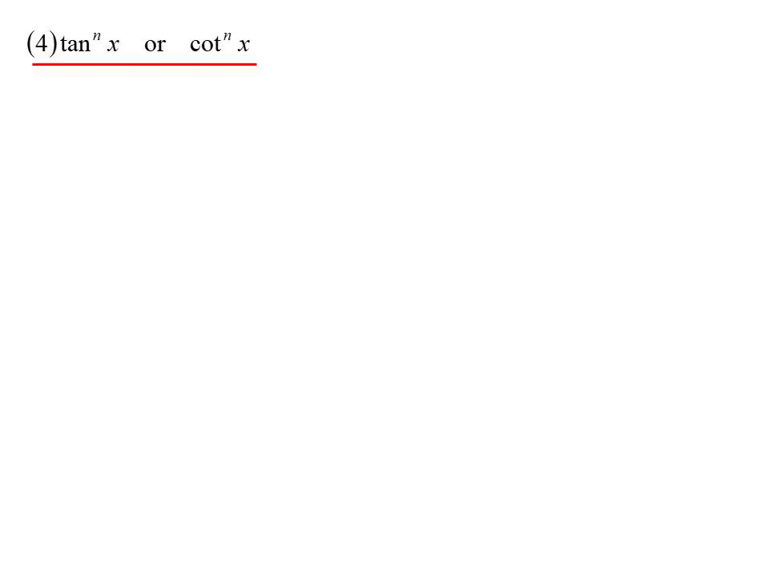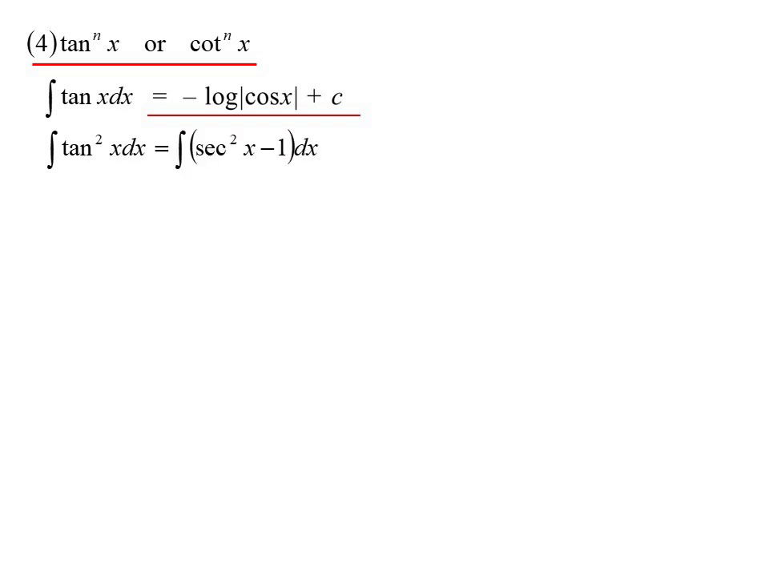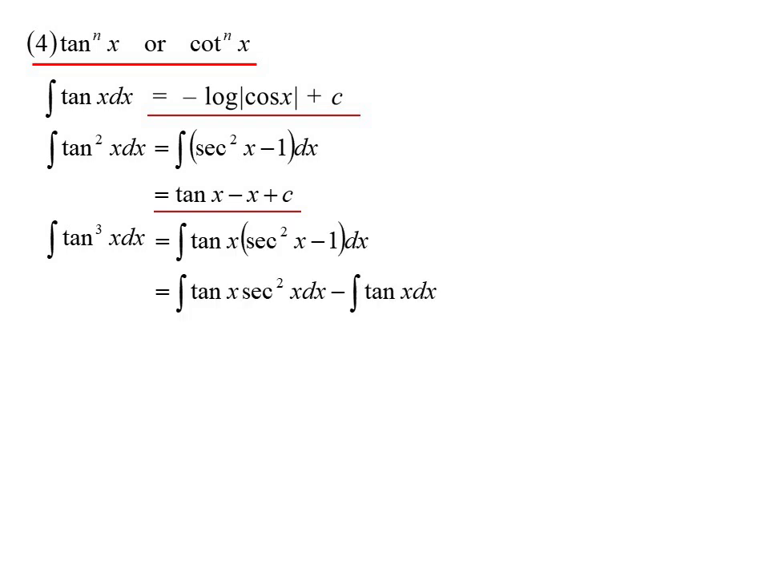Let's look at tan then. I'll do tan, again, cotan being the complementary ratio, the same technique. Tan's a little bit nicer. Tan, well, minus the log of cos. We get the tan squared, I can change that to sec squared minus 1, and those we can integrate. Get to tan cubed. Well, tan squared is sec squared minus 1.